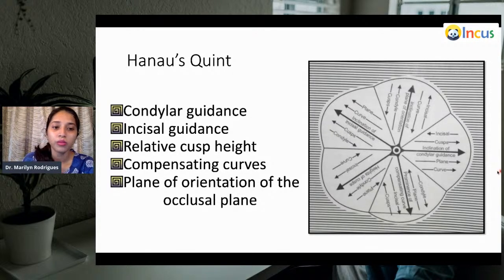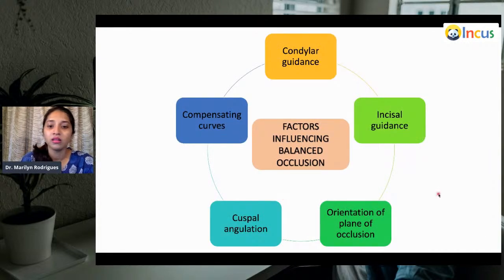So the 5 main points which you have to remember are the condylar guidance, the incisal guidance, the relative cusp height, the compensating curves, and the plane of orientation, basically the occlusal plane. These 5 points are the 5 factors that dictate balanced occlusion. This slide shows that the factors influencing balanced occlusion are these main 5 factors: the condylar guidance, incisal guidance, the plane of occlusion, the cuspal angulation, and the compensating curves.